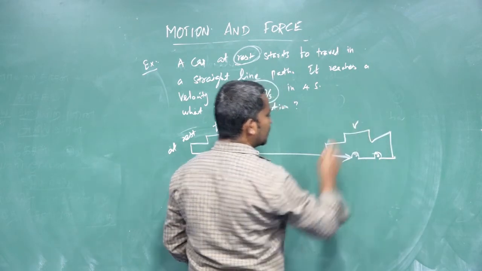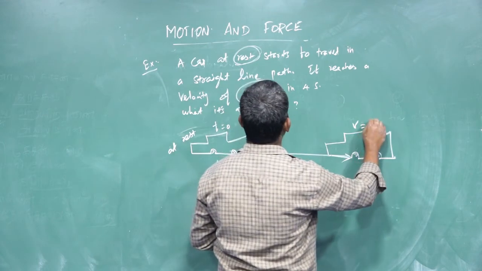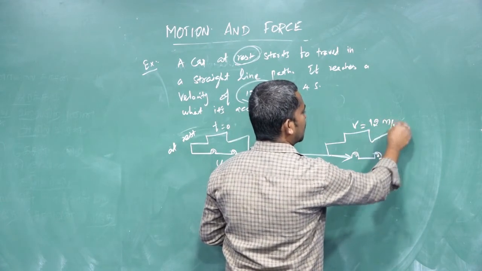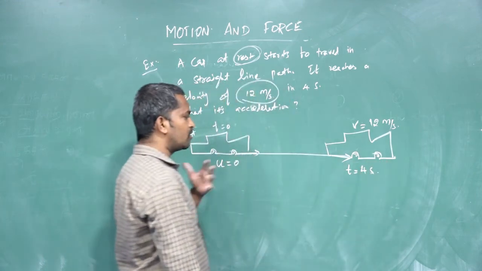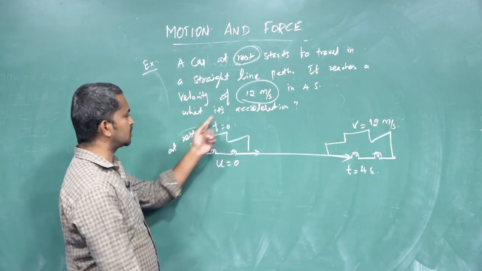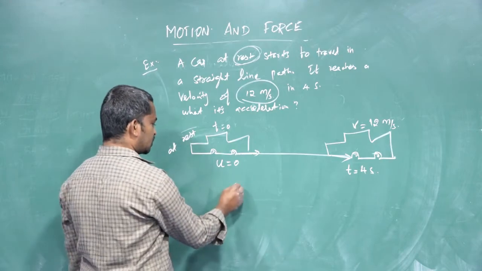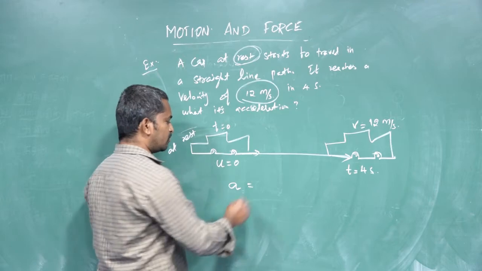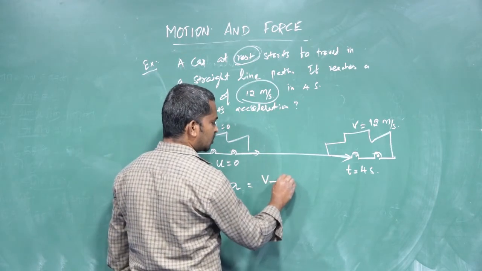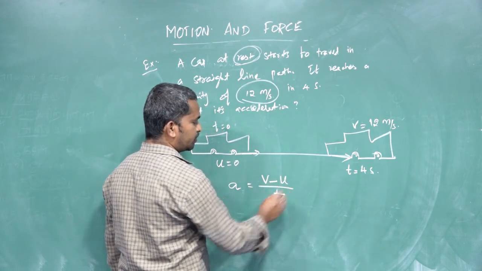This is the final velocity. What is the final velocity? 12 meters per second, and time t is equal to 4 seconds. I want to calculate acceleration. What is acceleration? Acceleration is equal to change in velocity divided by time: final velocity minus initial velocity, divided by time.